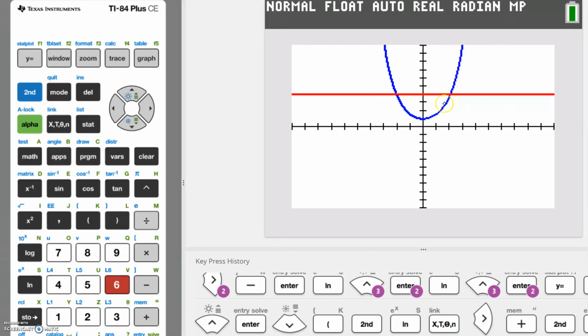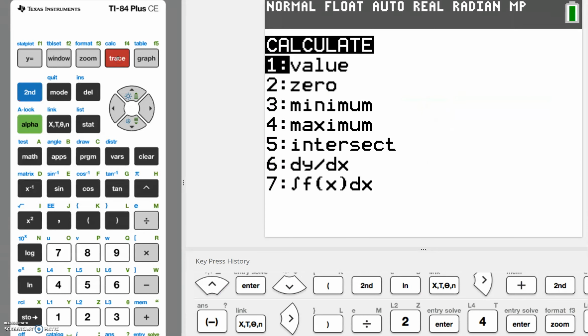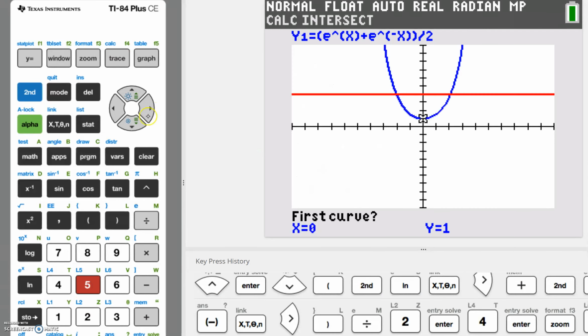So in the blue, you see the graph of the left-hand side of the equation, and the red is the right-hand side of the equation. And so now we'll just find those intersection points. Second trace, and we're going down to number 5 here, intersect. It asks you to pick the two curves that you want to find the intersection of. Right now I'm on the blue one, so I'm going to hit enter. That's my first curve. Now I'm on the red curve, so that's the second one. Hit enter. And then you go over close to the intersection point and hit enter.